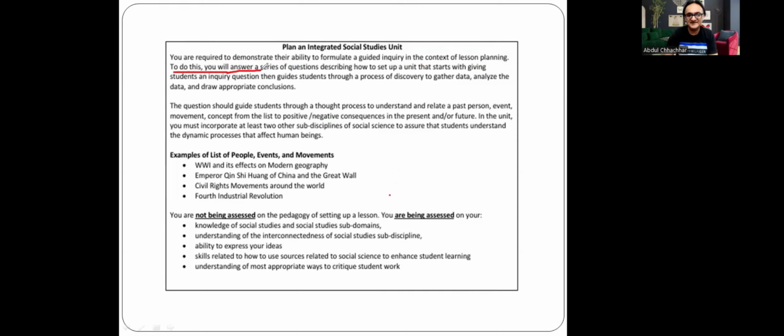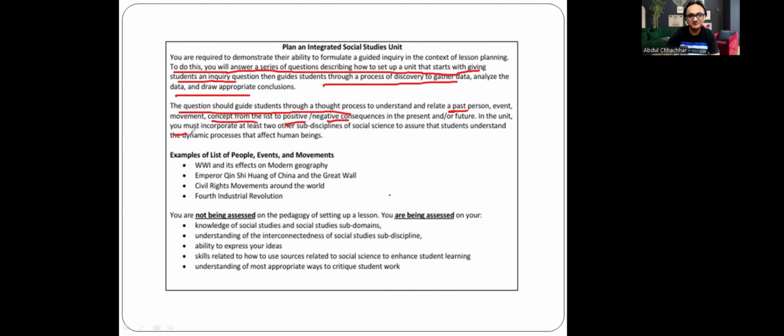To do this, you will answer a series of questions describing how to set up a unit that starts with giving students an inquiry question. Number one, at the beginning of the lesson, first the standard, then the topic, then you have to give, with the topic, the inquiry-based question. Students, through a process of discovery by data analysis, draw an appropriate conclusion. Second, the question should guide students through a process that relates to the past, present, moment, concepts, positive, negative, and all these concepts, as well as the future.